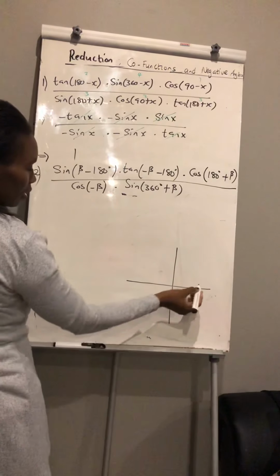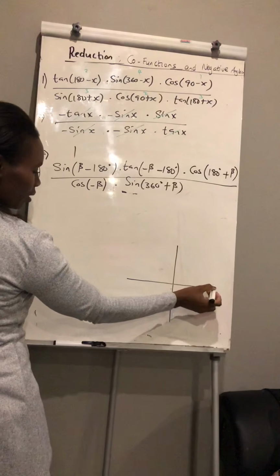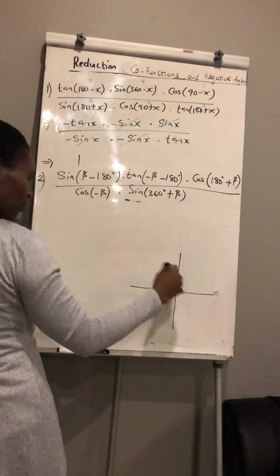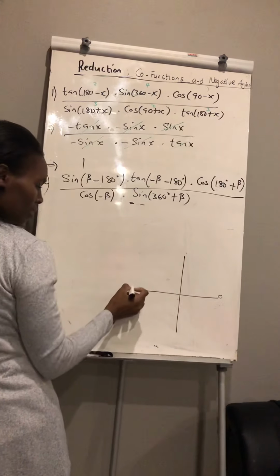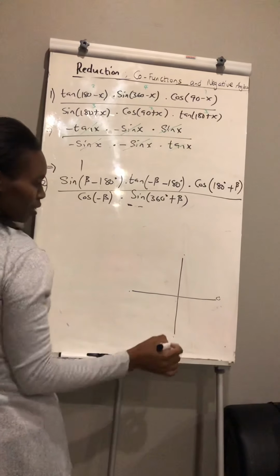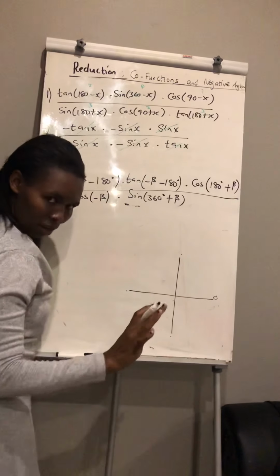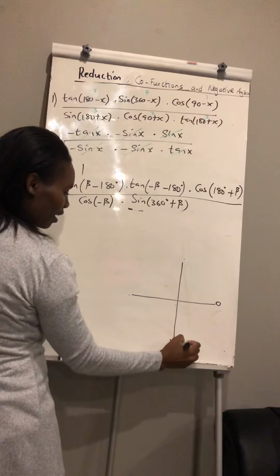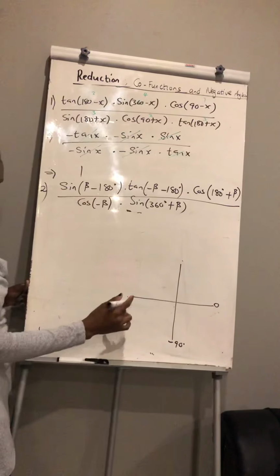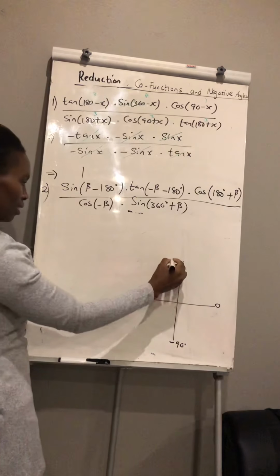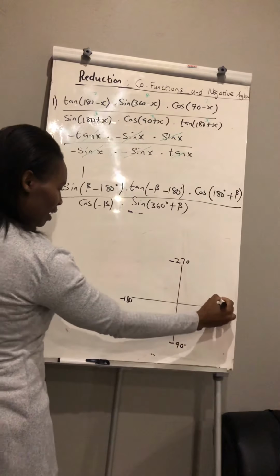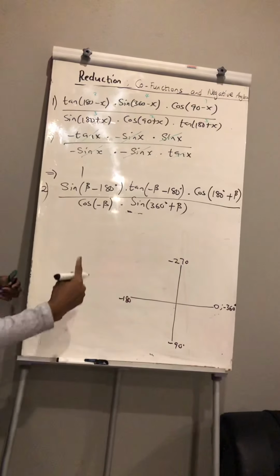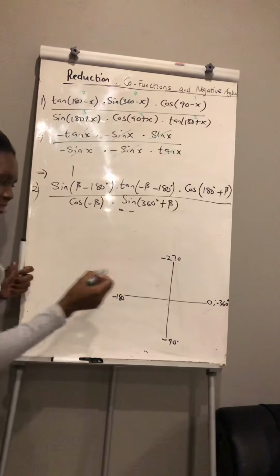So if you remember, I said if we go in the positive direction, it will have to be in the anti-clockwise direction, like 0, 90, 180, 270, 360. But for negative angles, you have to have 0 here. This will be negative 90. If I go this way, I'm going in the negative. Negative 180, negative 270, and negative 360 will be here. I went clockwise.